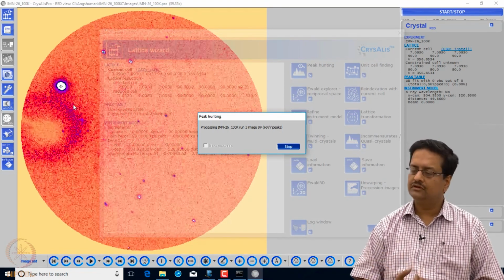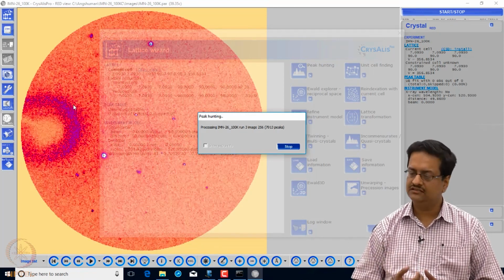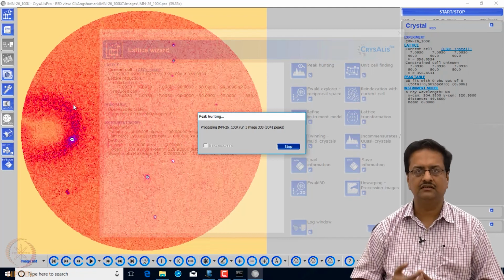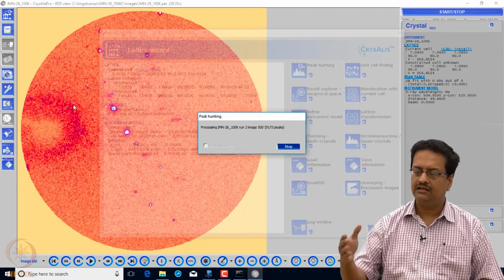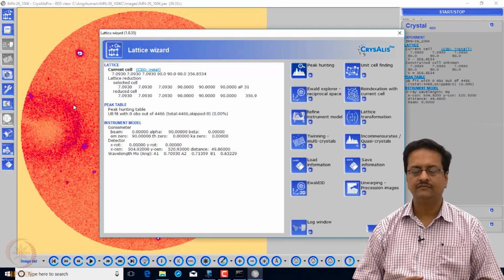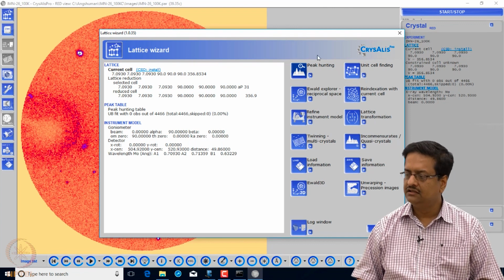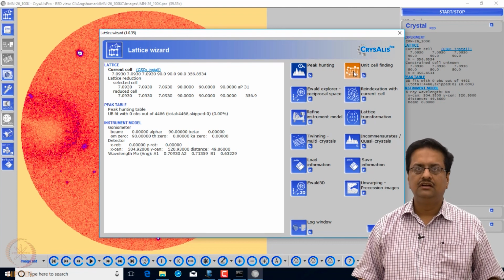It may take about a minute or so to harvest all these, because there are a large number of frames, which are all recorded with an omega width of 0.3 degree, and it continues to read all those frames. So now when it has done, we go for this unit cell finding module.